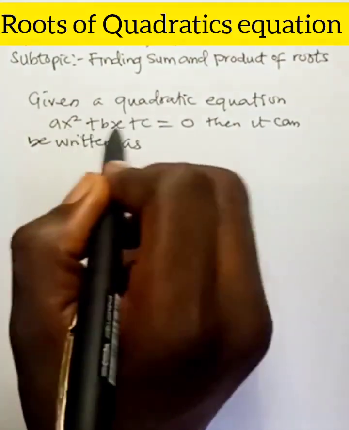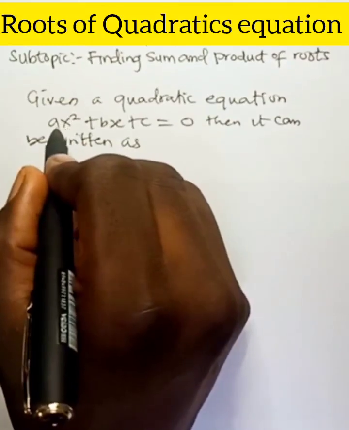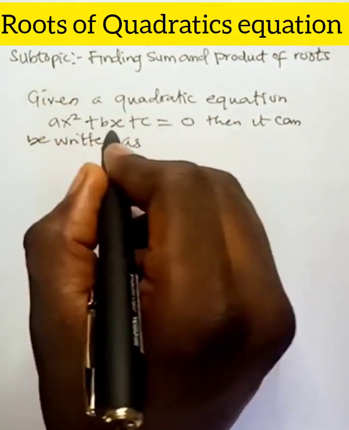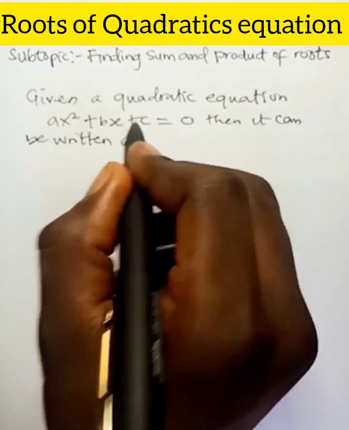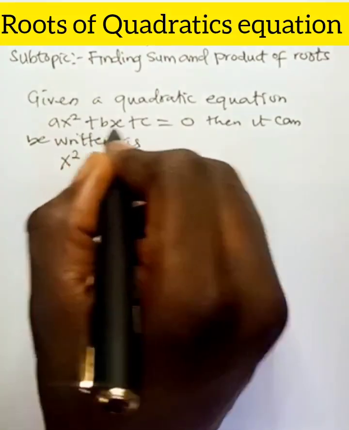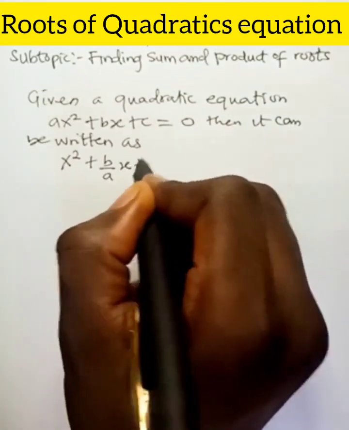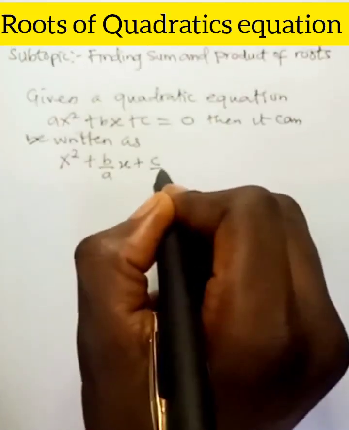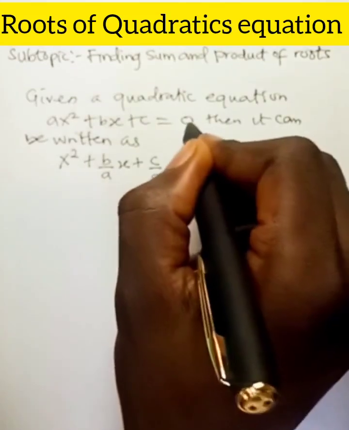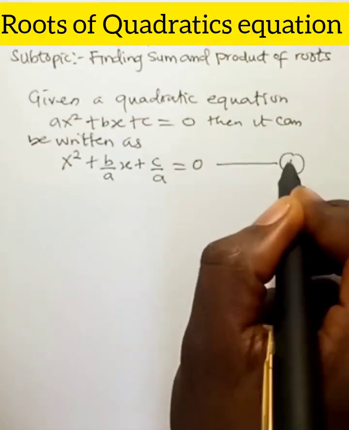So in order to make the coefficient of x² to be 1, we are going to divide both sides by a. If I divide it by a, I will have x². I will have b over a x, plus c over a. If I divide 0 by a, I will still have 0. So we can call this one equation 1.